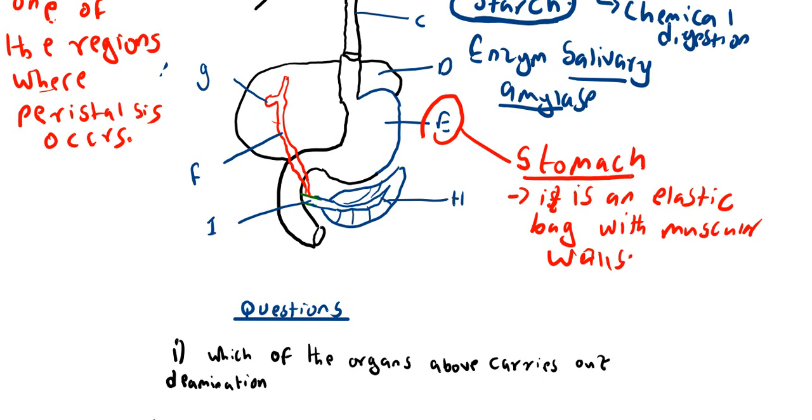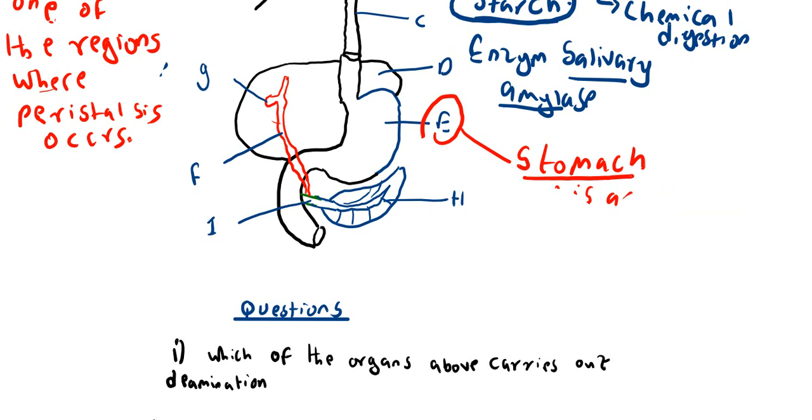But there's something very, very important that is produced by the stomach, the walls of the stomach lining. The walls of the stomach lining produce what is referred to as gastric juice. So they can ask you a question: where is gastric juice produced? The answer is the stomach. So what are the contents of the gastric juice?